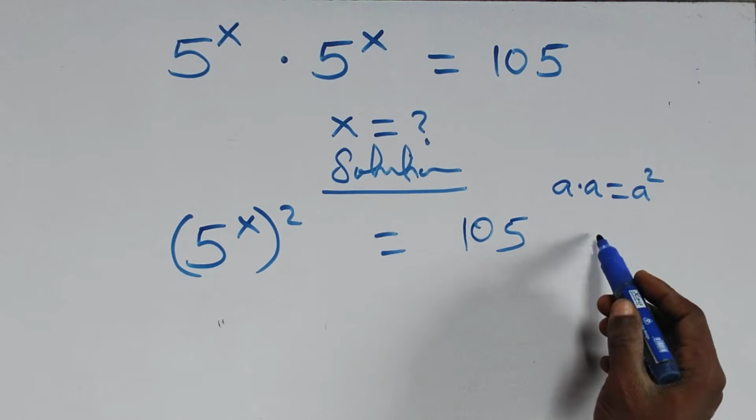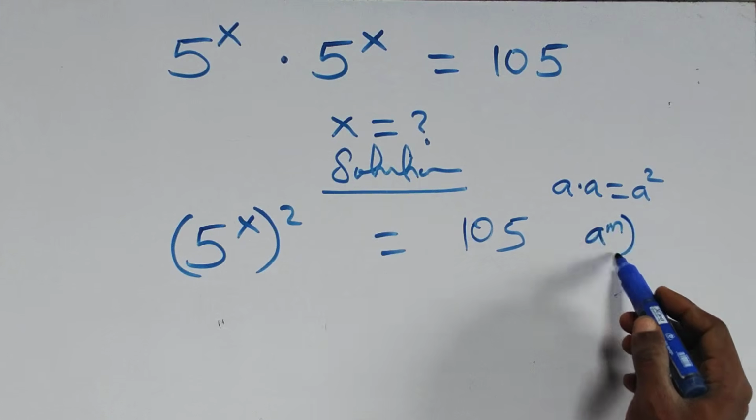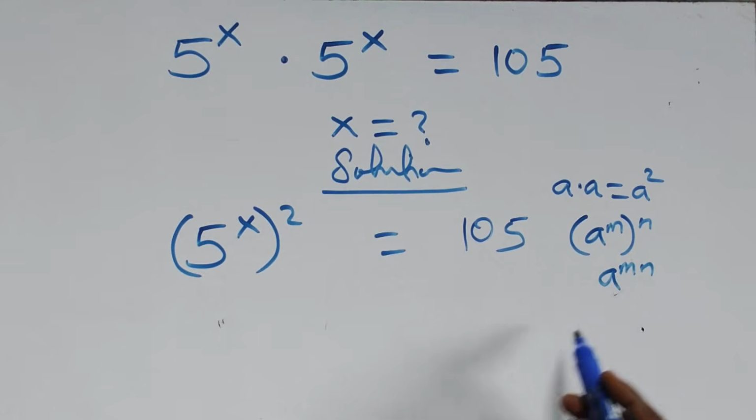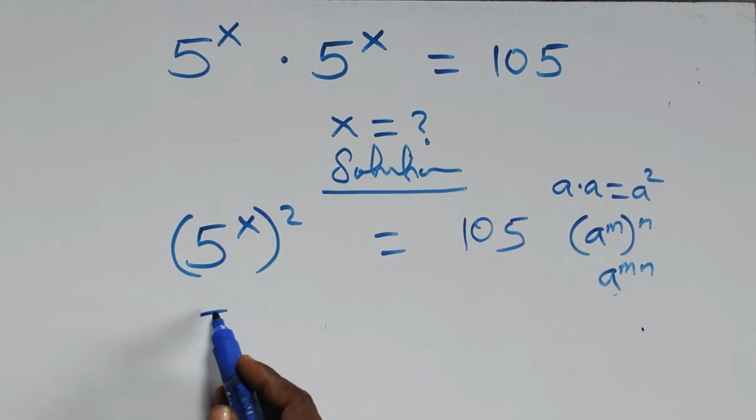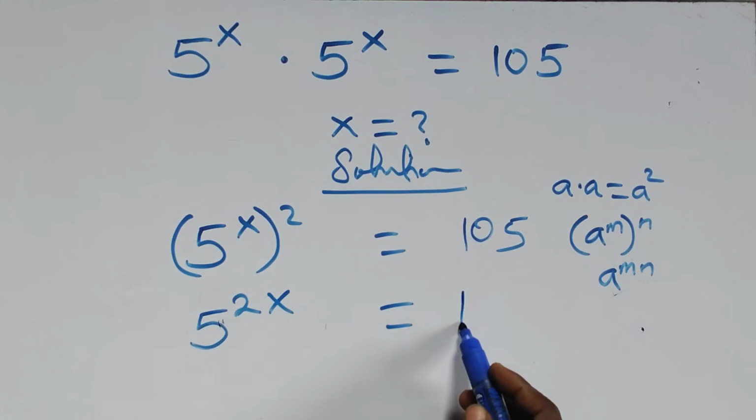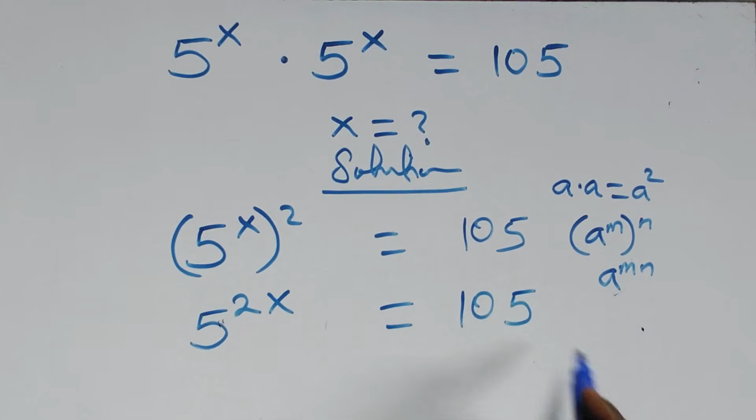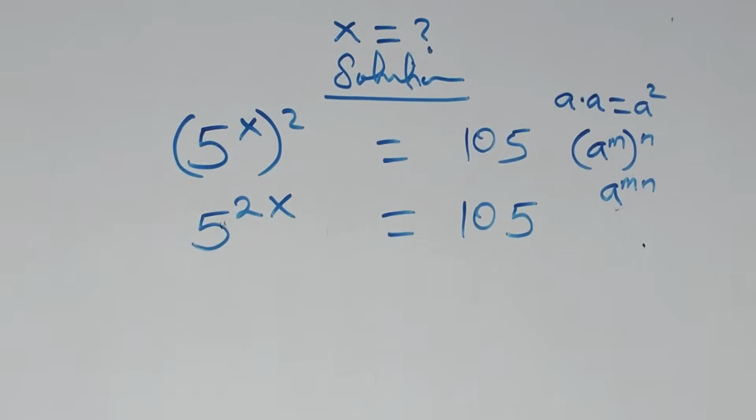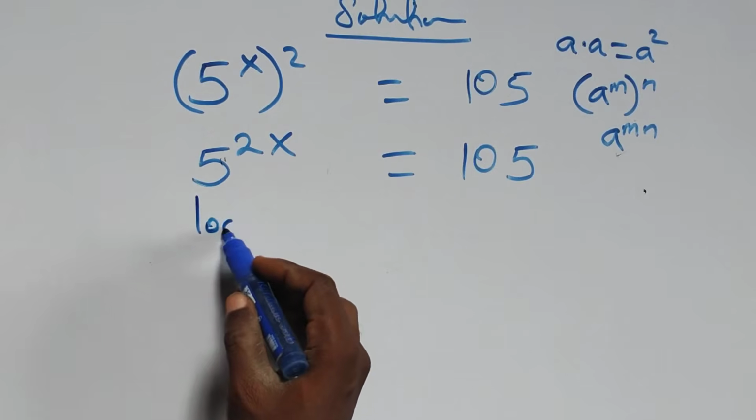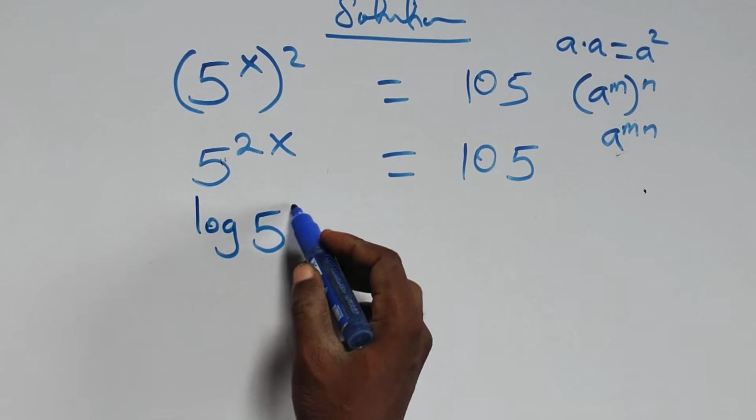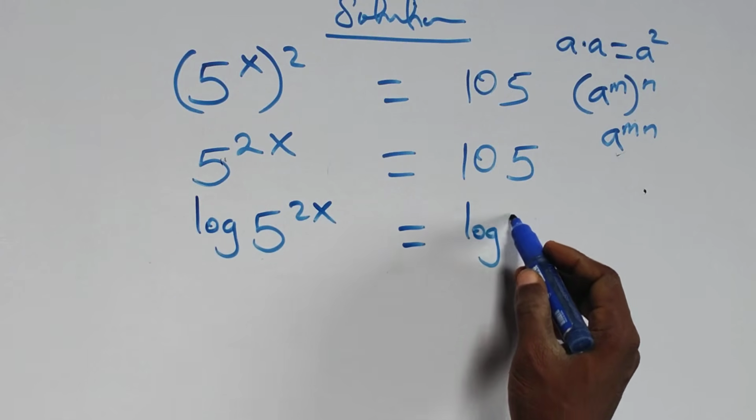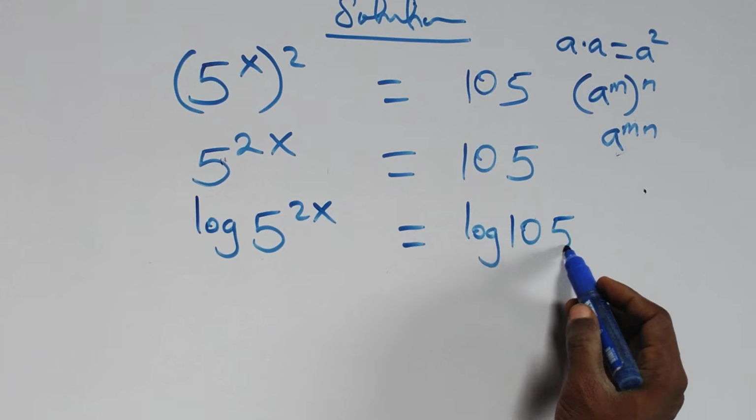So this also follows when we have a raised to power m raised to power n. This same thing as a raised to power mn, so the powers multiply, and we have 5 raised to power 2x equals to 1 around 5 on this side. Then here we take the log on both sides. Here we have log 5 raised to power 2x equals to log 1 around 5 here.